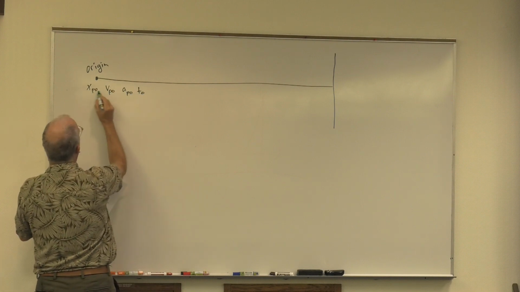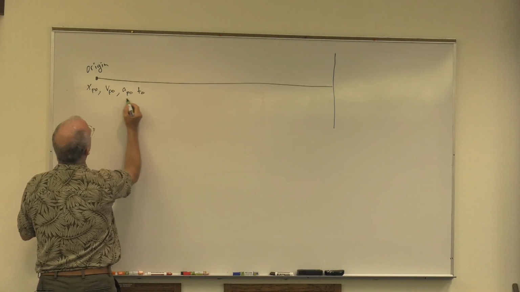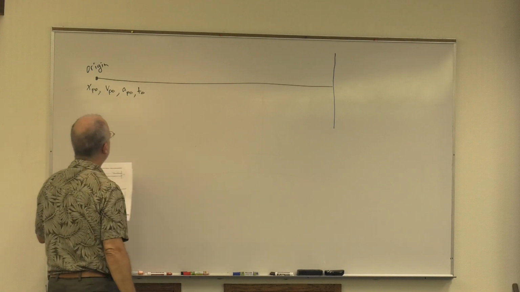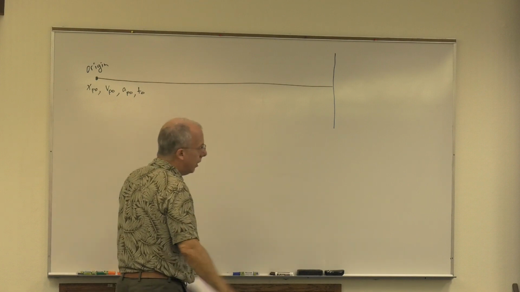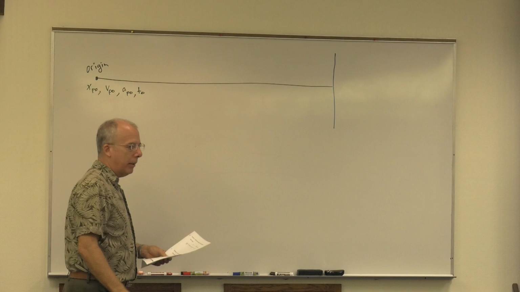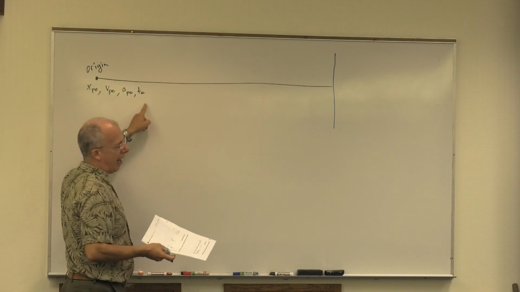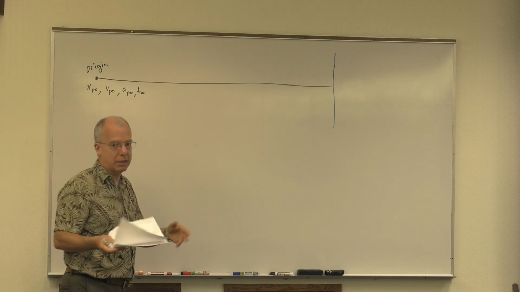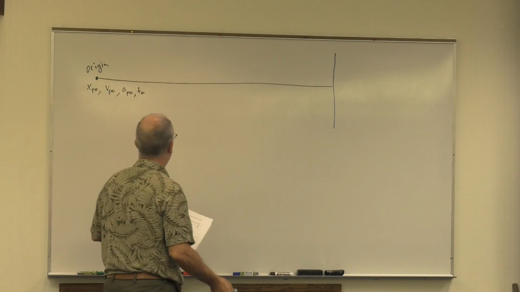All right, so we have x puck 0, velocity puck 0, a puck 0, t 0. And that's all you need, all right? So that's where the puck is at time equals 0. And of course, we're going to say that time equals, and what's initial time? Well, 0, right? You can say something else, but it'd be kind of difficult.